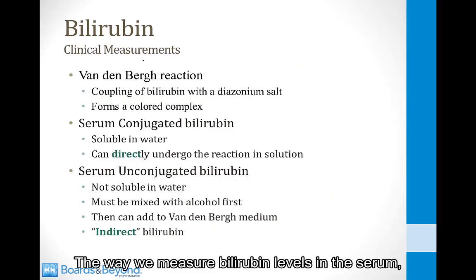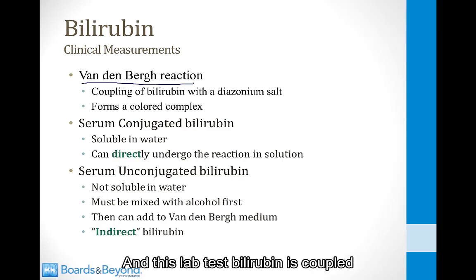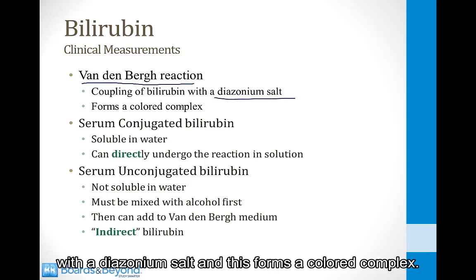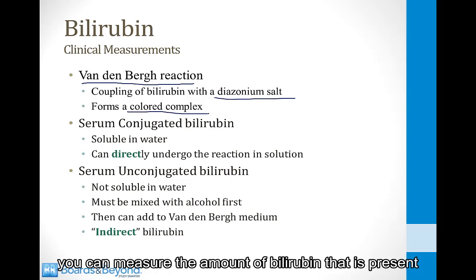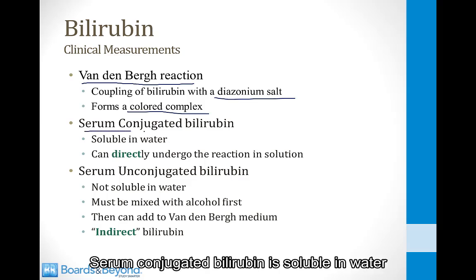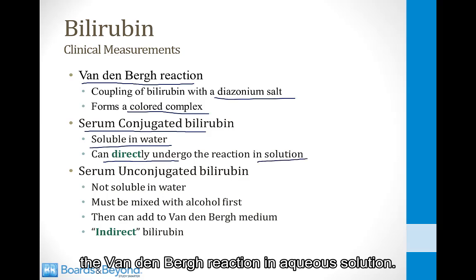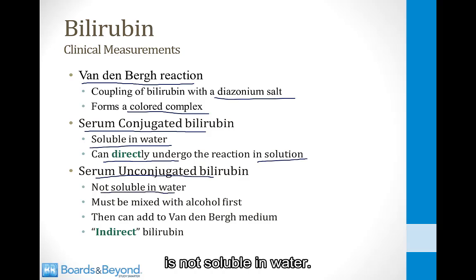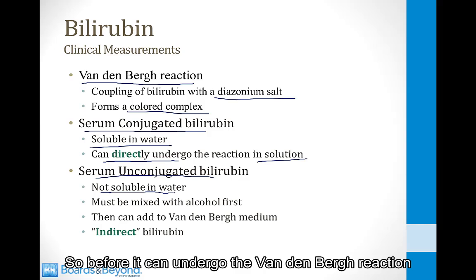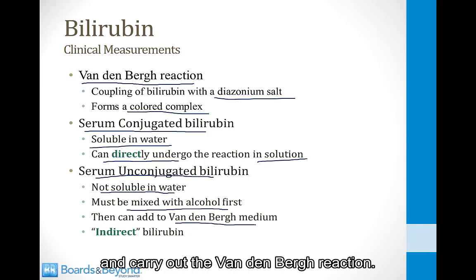The way we measure bilirubin levels in the serum is via a lab test called the Van den Bergh reaction. In this lab test, bilirubin is coupled with a diazonium salt, and this forms a colored complex. And using the colored complex, you can measure the amount of bilirubin that is present in a serum sample. Serum conjugated bilirubin is soluble in water, as we have discussed. This means that it can directly undergo the Van den Bergh reaction in aqueous solution. Serum unconjugated bilirubin, as we have also discussed, is not soluble in water. So before it can undergo the Van den Bergh reaction, it has to be mixed with an alcohol. Then you can add the Van den Bergh medium and carry out the reaction.